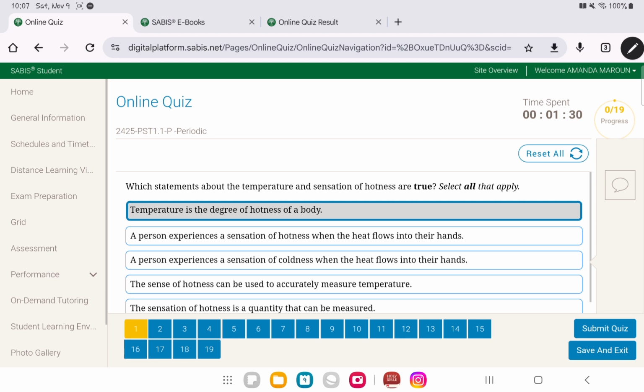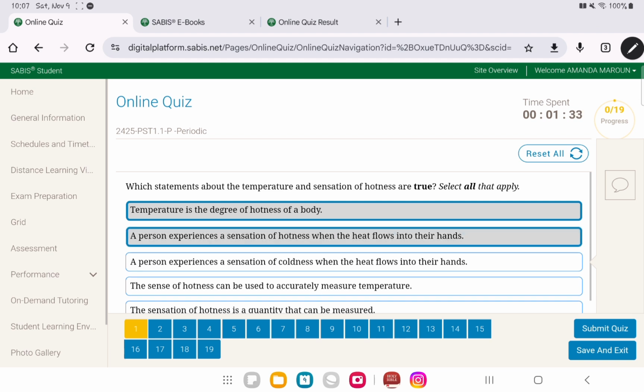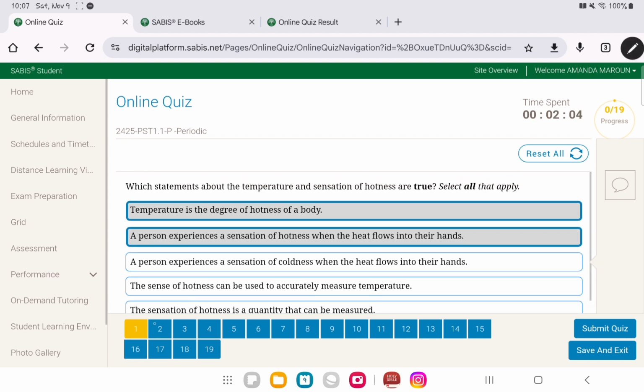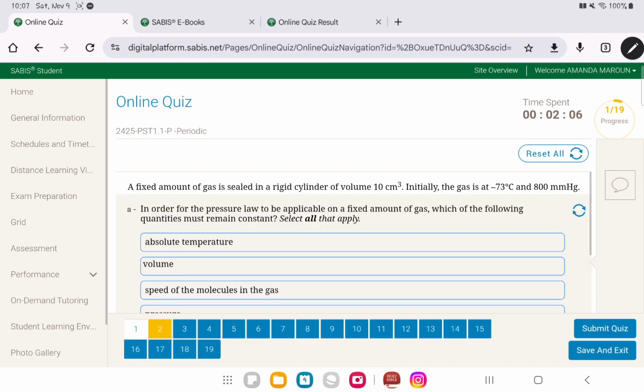Alright, so a person experiences a sensation of hotness when the heat flows into their hands. This is correct. Now, a person experiences a sensation of coldness when the heat flows into their hands. No, this is wrong. It's the opposite: when the heat flows out of their hands. Now, you cannot measure the sensation of hotness. If you touch something hot, you cannot say, oh, it's 100 degrees Celsius. You can only know it's hot or it's cold, but you cannot measure it exactly. So it cannot be accurately measured, and it cannot even be measured. So the only two answers for number one are these two.